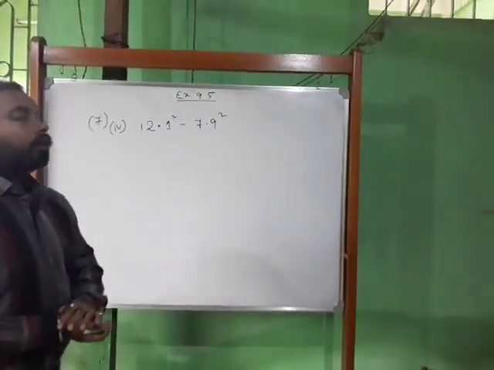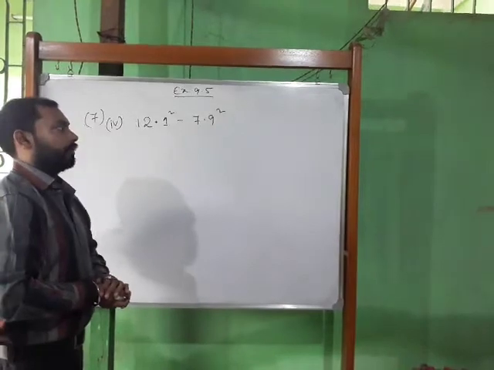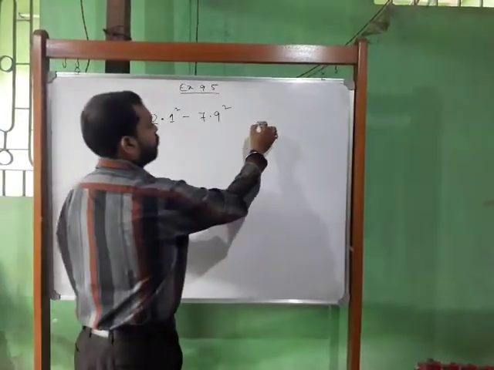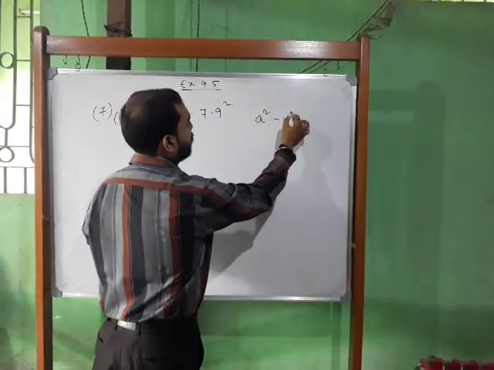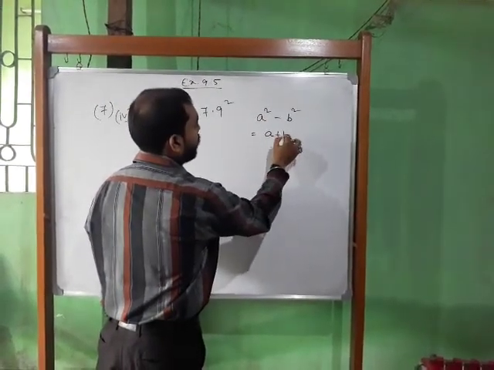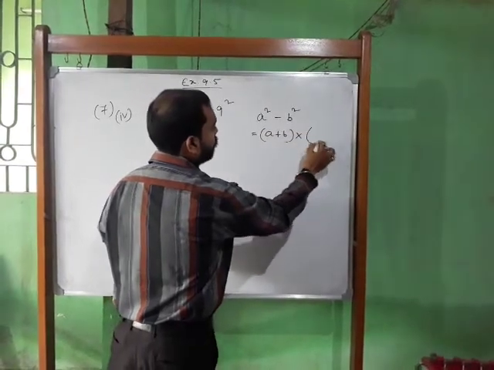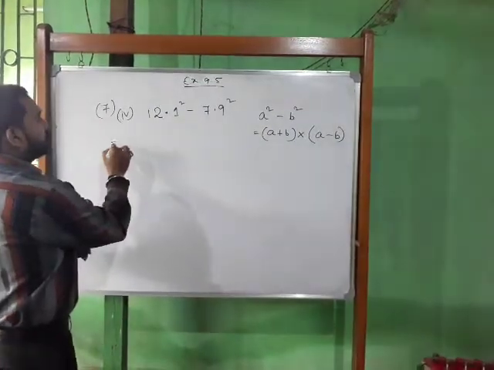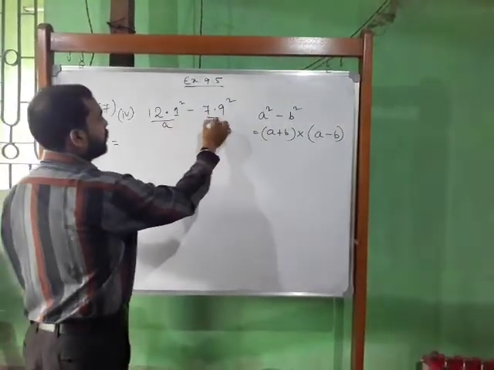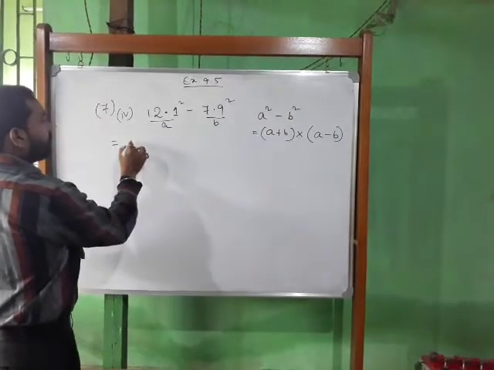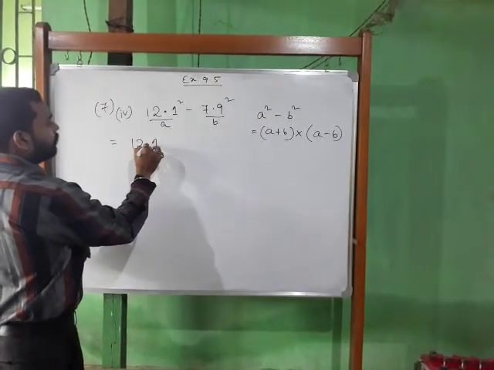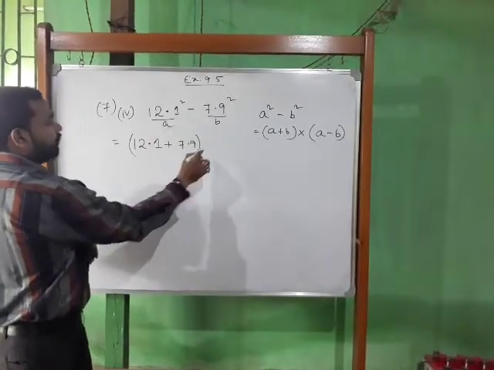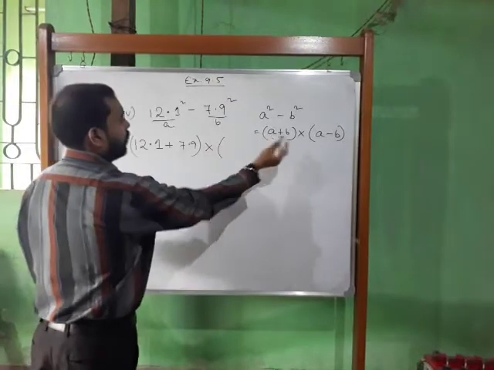Next, 12.1 square minus 7.9 square. So this is the A square minus B square formula. What is the formula? A square minus B square is (A plus B) into (A minus B). Now this is our A, this is B. So A plus B, that means 12.1 plus 7.9, into A minus B.